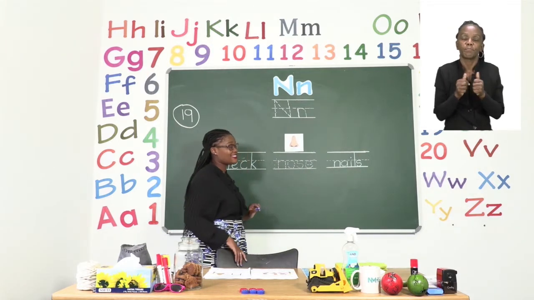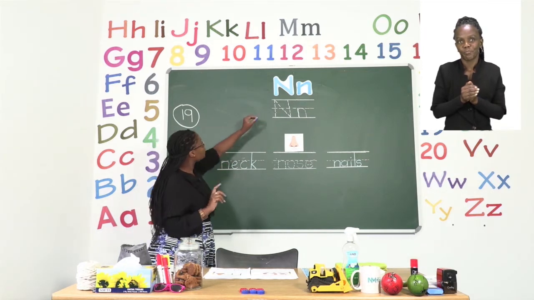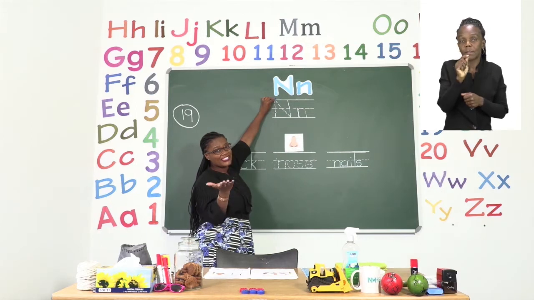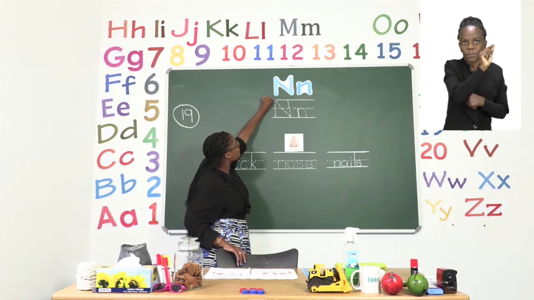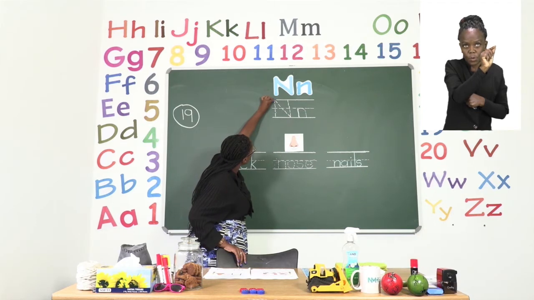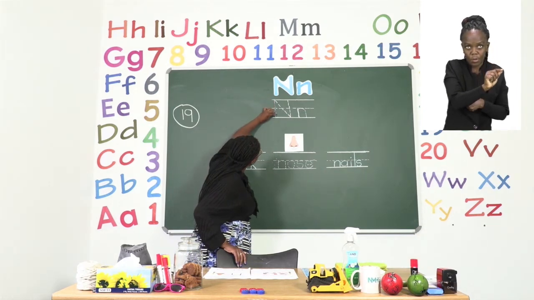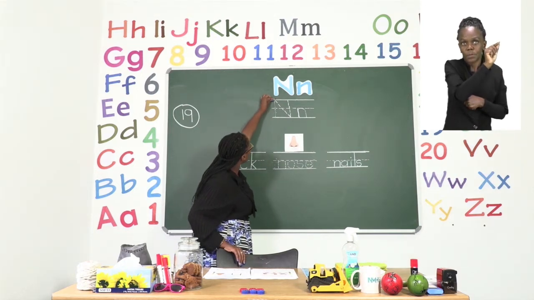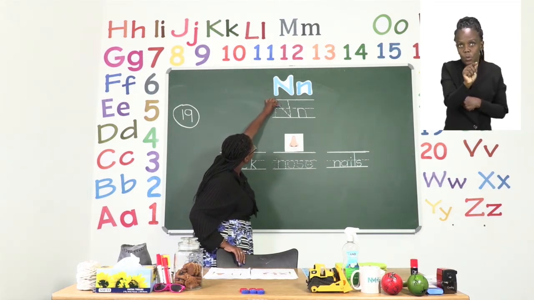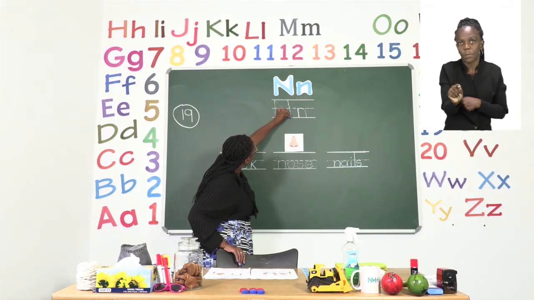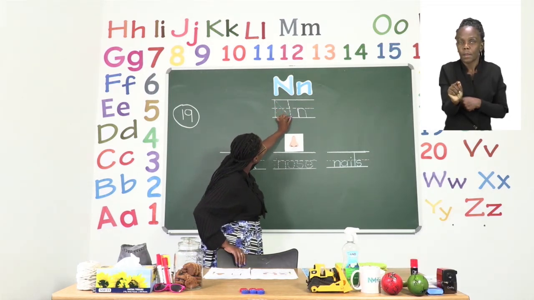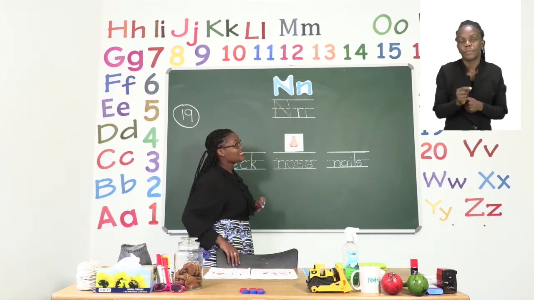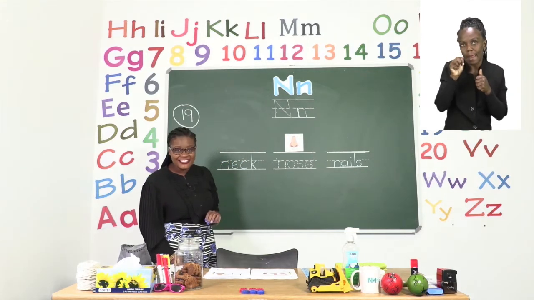Very good. Now I want you to try the dotted one. Are you ready, everyone? Me on the board, you in your book. So you take your pencil and you go down. Then you lift up your pencil, you go to where you started and say across. Then without lifting up your pencil, you need to go up. And that is big letter N.